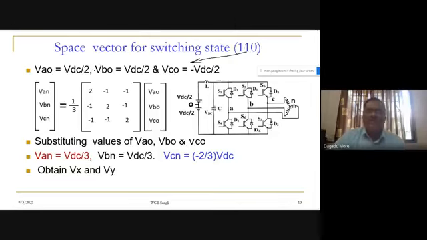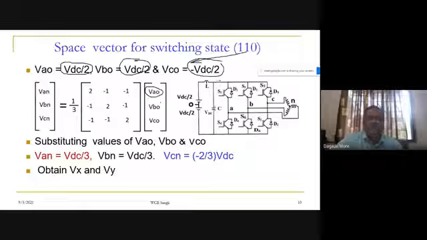For 110, 1 means VAO is plus VDC by 2. VBO is again plus VDC by 2, since 1 means plus VDC by 2. And 0 means VCO is minus VDC by 2. So is it clear? Depending on the switching state, we have these values: VAO is plus VDC by 2, VBO is plus VDC by 2, VCO is minus VDC by 2.